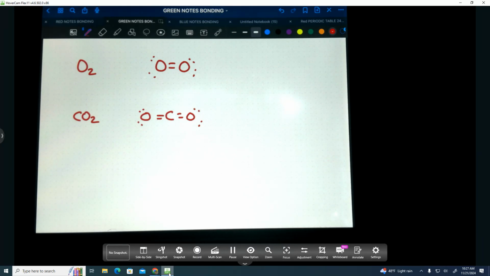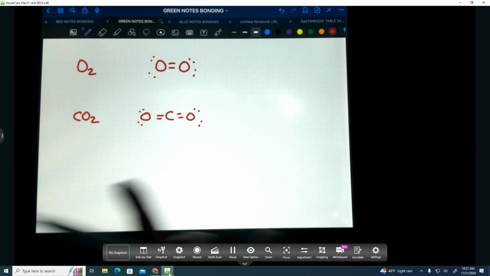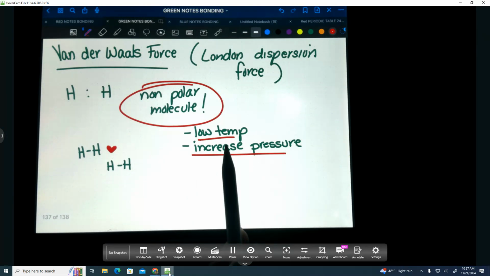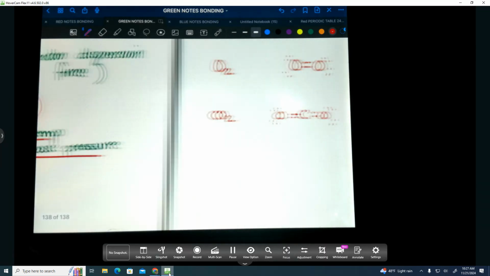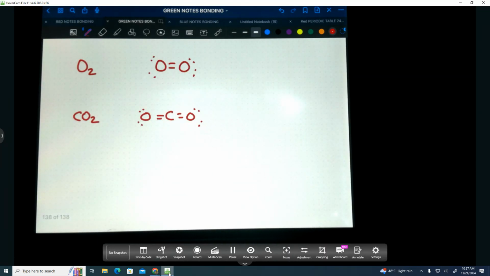Can I get carbon dioxide to be a liquid or a solid? What would I have to do to it? Lower the temperature, dry ice, increase the pressure. So you put it in a container, they increase the pressure, and it gets really, really cold, and you make dry ice, and you've got solid carbon dioxide.